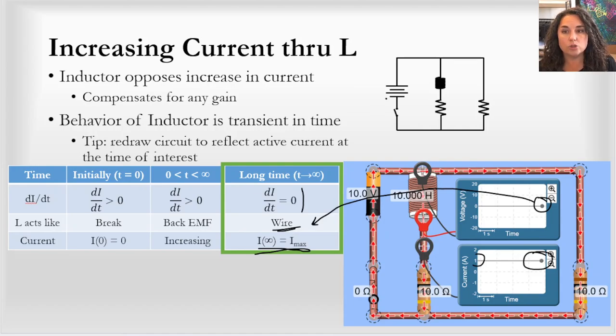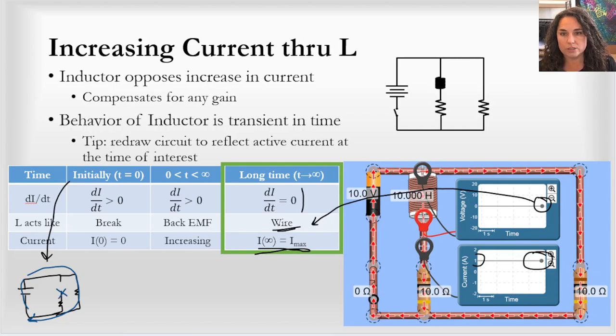So if I drew the inductor at different times in this circuit, initially, I'm going to have a battery. The inductor looks like a break. There's still this resistor here, but there's no current flowing through it. So when I look at this circuit, there's only current going through the outside loop here. There's nothing in the center.